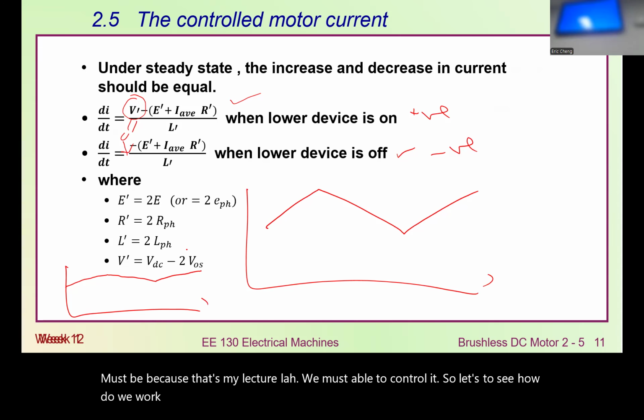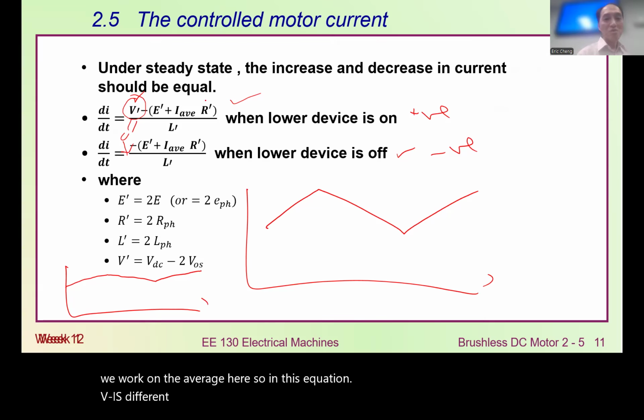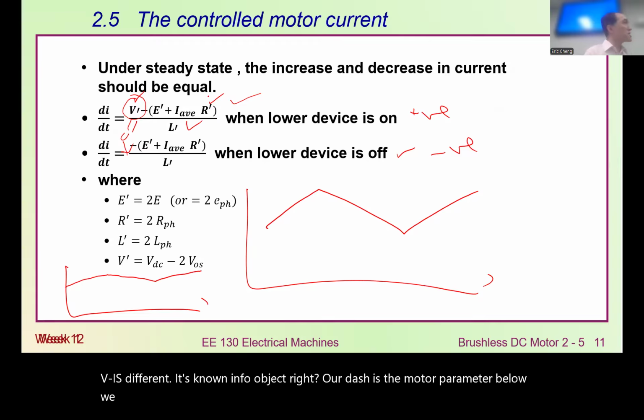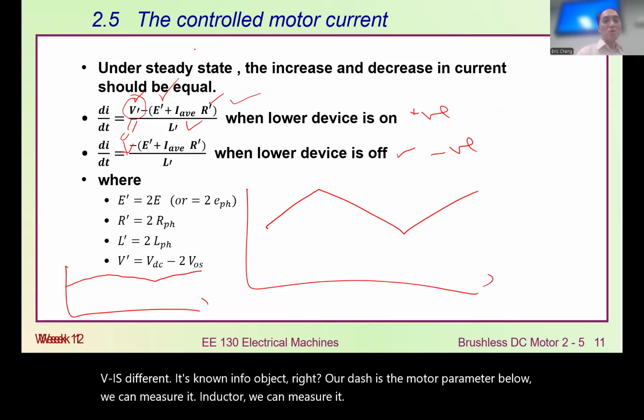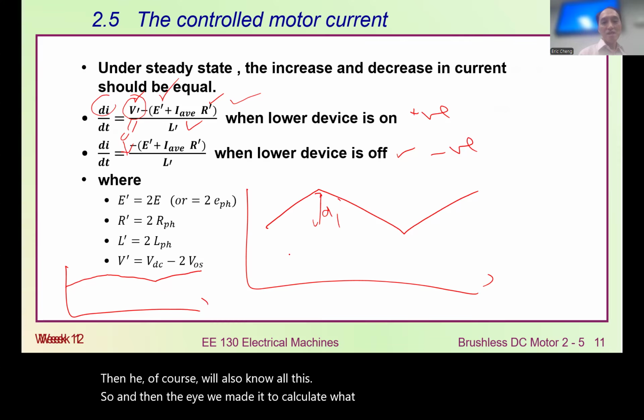So in this equation, V dash is given, it is known, the input voltage, right? R dash is the motor parameter. We know, we can measure it. Inductor, we can measure it. Then E, of course, we also know all this. And then dI, we may need to calculate what kind of dI in here. And dt, this one we know what dt is.